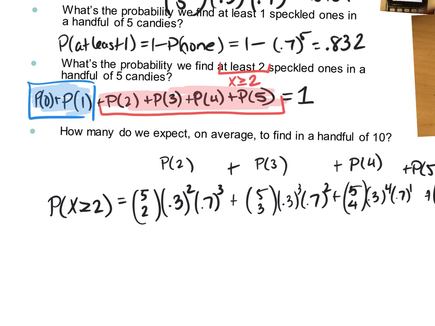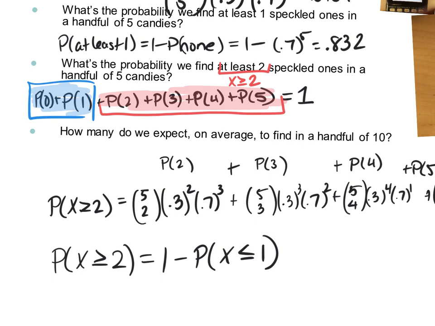So, yeah, the probability that x is greater than or equal to 2 could be solved by doing 1 minus the probability that x is less than or equal to 1. This is less than or equal to 1. This is greater than or equal to 2. They're going to add to 1. If I want what's in red, I can subtract from 1 what's in blue. Right? Subtract it to the other side of the equation here.